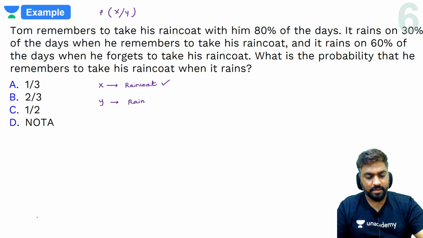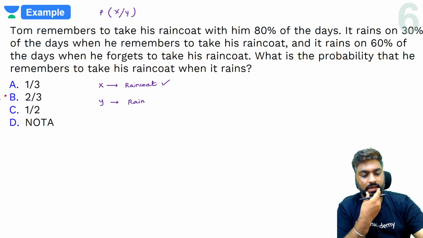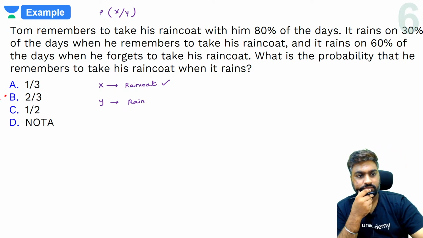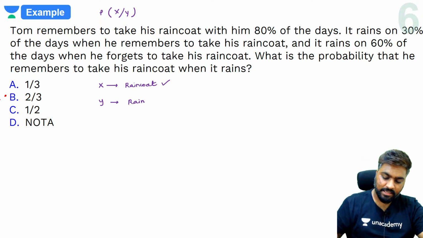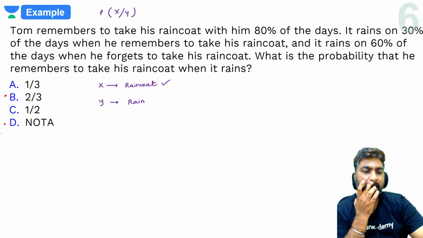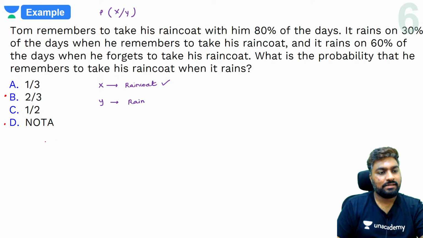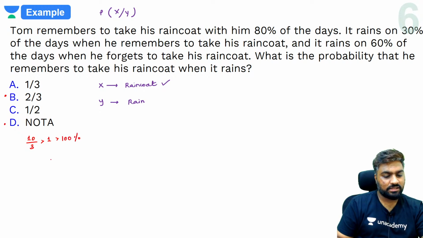Okay, Gaurav says B, 2 by 3. Prince says D, 10 by 3. Prince, 10 by 3 is none of the above, okay, but 10 by 3 is greater than 1. That means your probability percentage is greater than 100%.